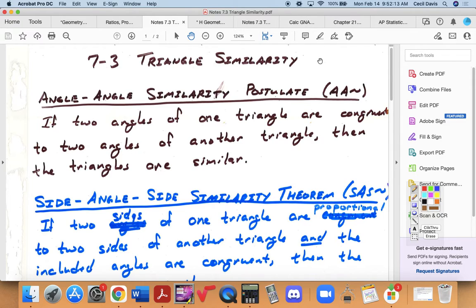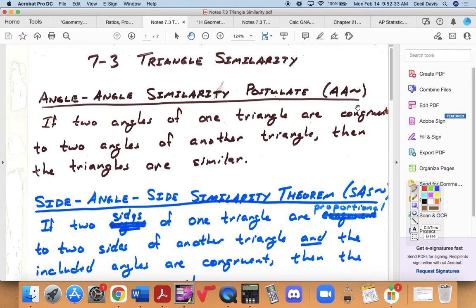With triangles, there's some shortcuts to that. You don't have to do all of those things. We're going to learn those three shortcuts today. The first one is the angle-angle similarity postulate. You don't have to know the full name, you can just call it angle-angle, and you can put the little similar sign at the end of it.